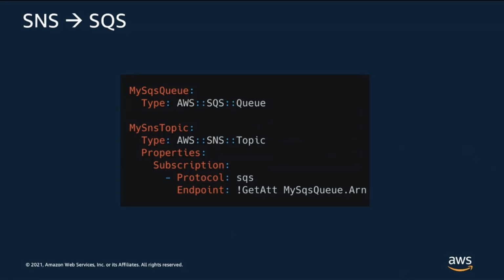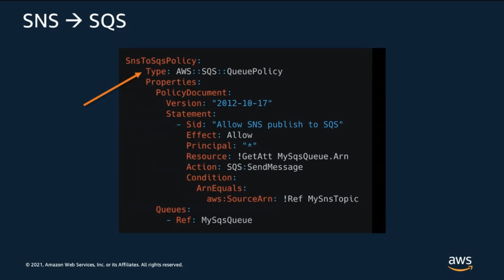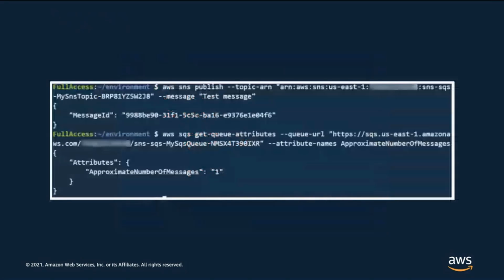To build this in an AWS SAM template, you first define the two resources and the SNS subscription. Then you provide permissions to the SNS topic to publish to the queue using the AWS SQS queue policy resource. To test this, you can publish a message to the SNS topic and then inspect the SQS queue length using the AWS CLI. This results in the following output.